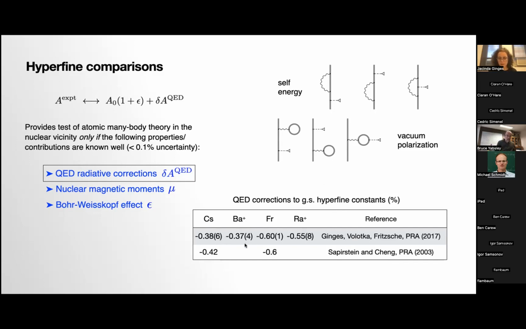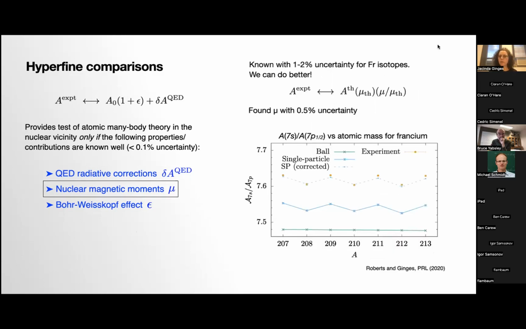We also have uncertainties on these, and these are all less than 0.1%. So this is under control as long as they are calculated, but they've only been calculated twice for cesium and francium, and for the first time by us for barium plus and radium plus. So that's more or less okay. For nuclear magnetic moments, these are known for those systems of interest, except for francium. They weren't known very well. The uncertainty was 1 to 2% for francium. But as it turns out, our theory is better than 1 to 2%.